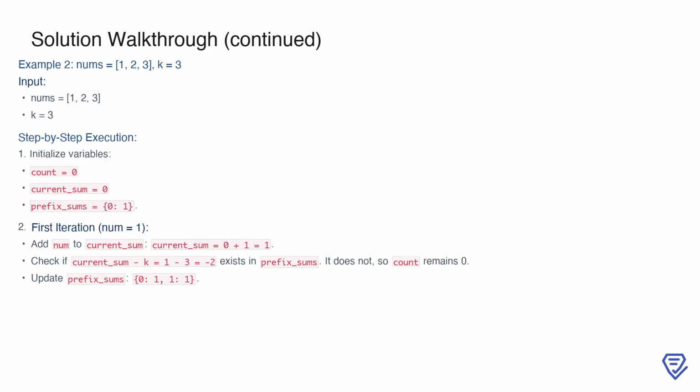In the second example, nums is [1, 2, 3], and k is 3. We start by initializing the same variables: count at 0, current_sum at 0, and prefix_sums as {0: 1}. For the first iteration, the current number is 1. Adding it to current_sum gives 1. Checking current_sum - k, which is 1 - 3 or -2, we find that -2 does not exist in prefix_sums, so count remains 0. We then update prefix_sums to include the new current_sum, resulting in {0: 1, 1: 1}.